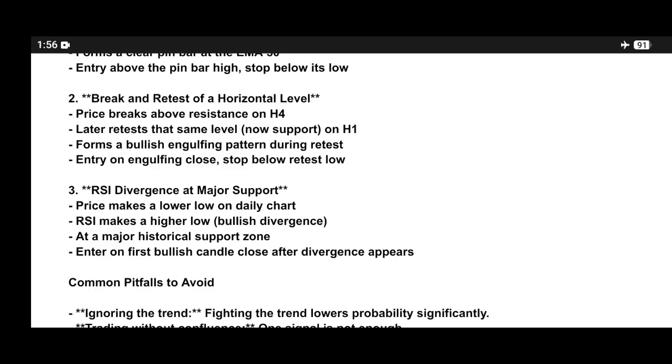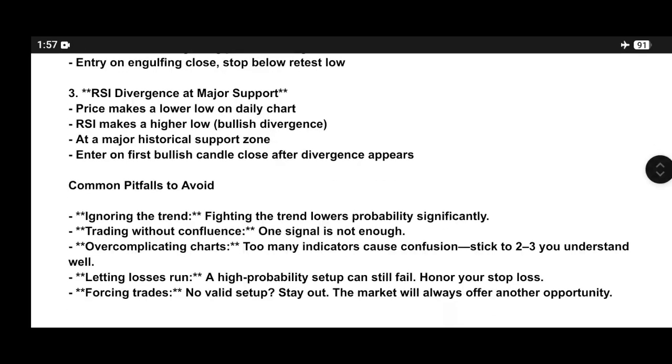So, common pitfalls you need to avoid in this video, for you to achieve these high probability setups. Number 1, ignoring the trend. Fighting the trend, going against the trend, lowers probability significantly.